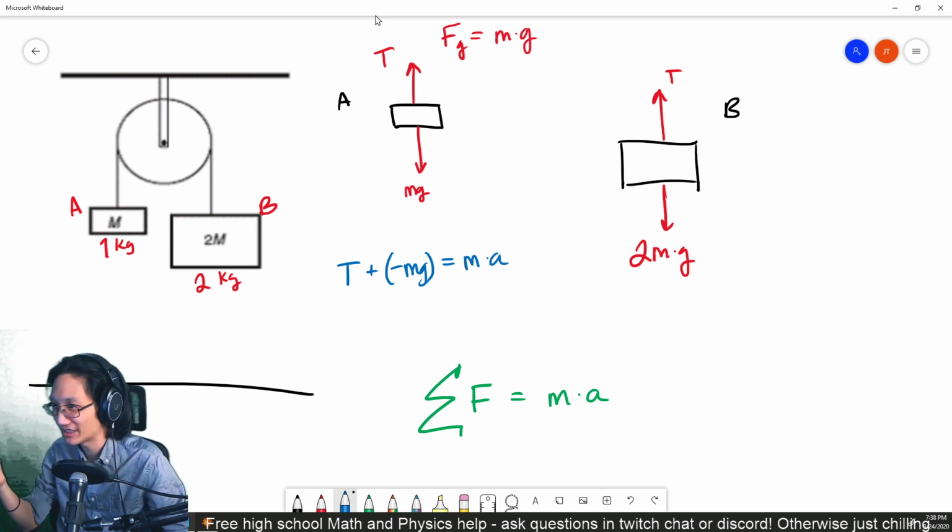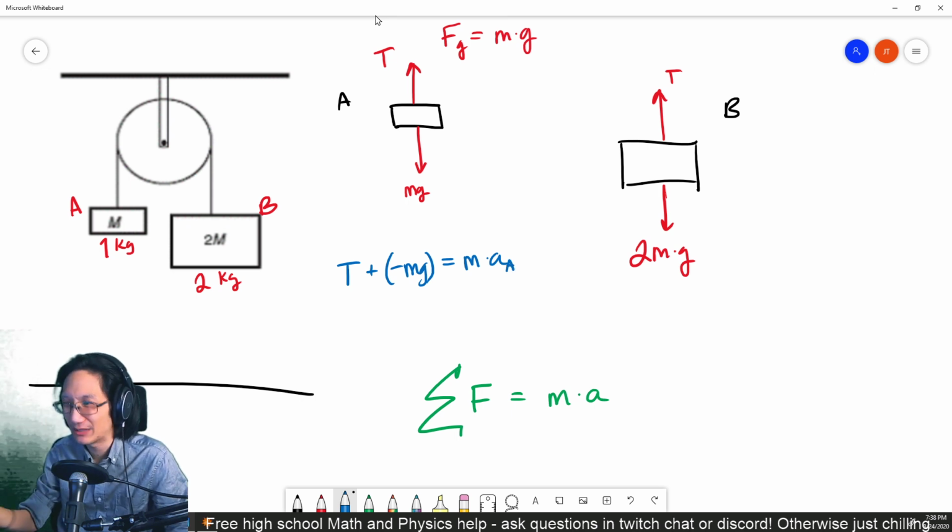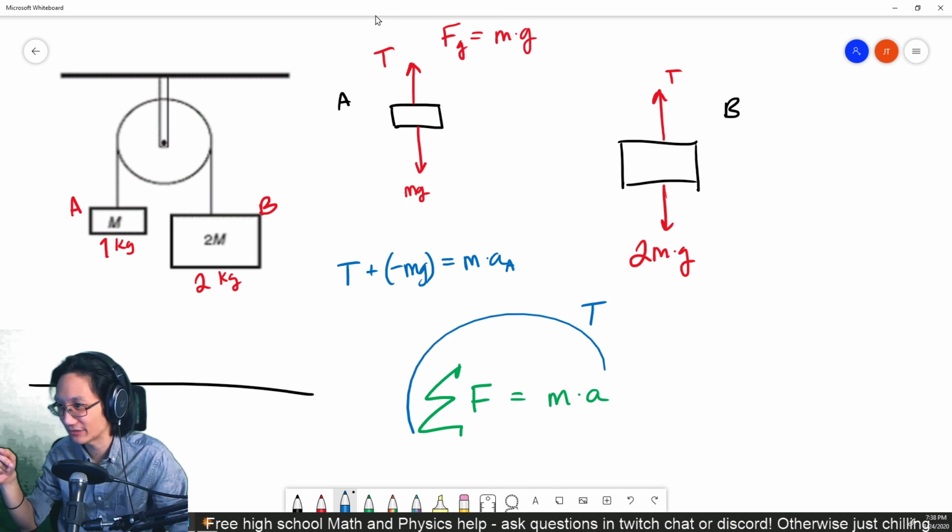Now there's something to note here. This is the acceleration of block A, and it can be different from the acceleration of block B. So I'm gonna denote that with a subscript. For block B, same thing. You got tension up. So we're adding the forces together to fill out this equation.